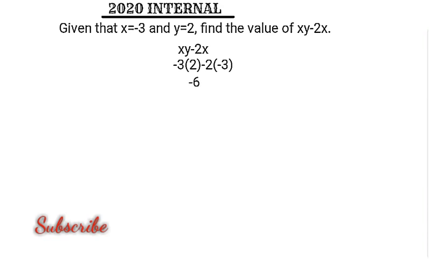Here you can either multiply 2 by negative 3, which gives negative 6, and later multiply it by the negative sign. The easiest way is to just say negative 2 multiplied by negative 3, which gives us positive 6. Then negative 6 plus positive 6 gives us 0. So 0 was the correct answer. Now let's go to the next question.